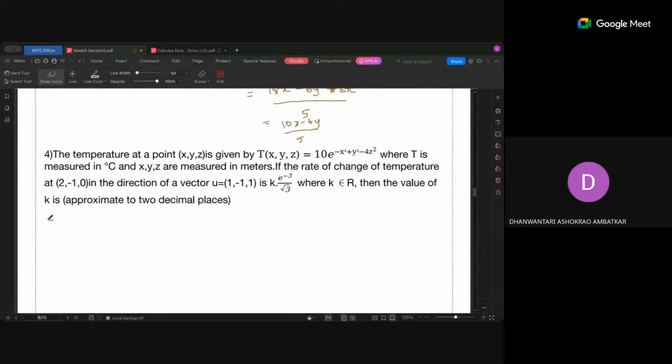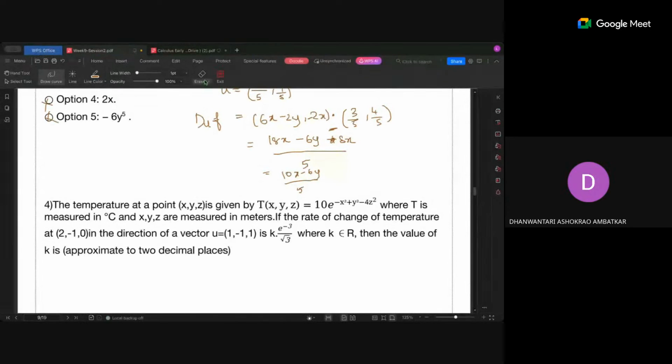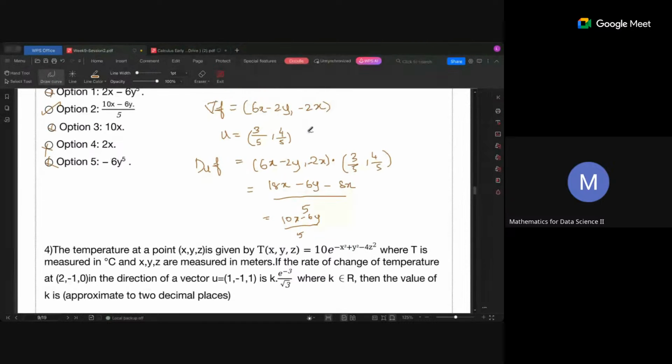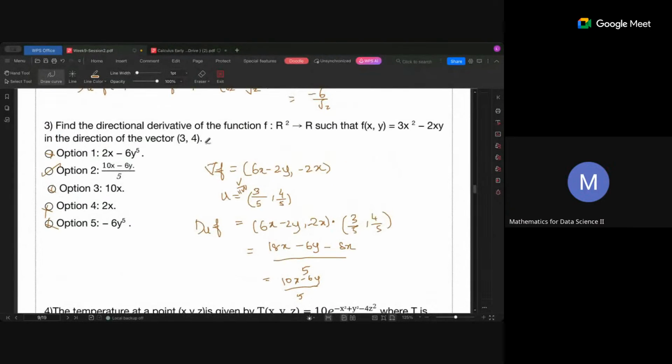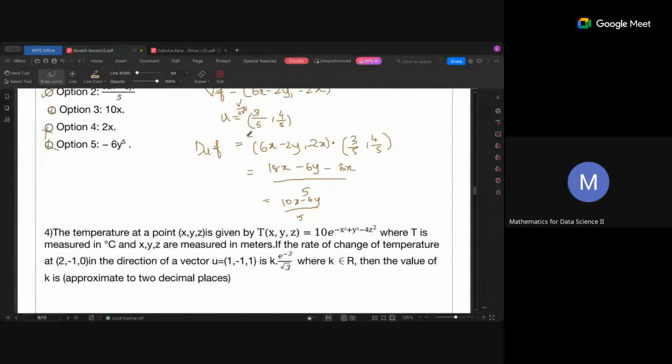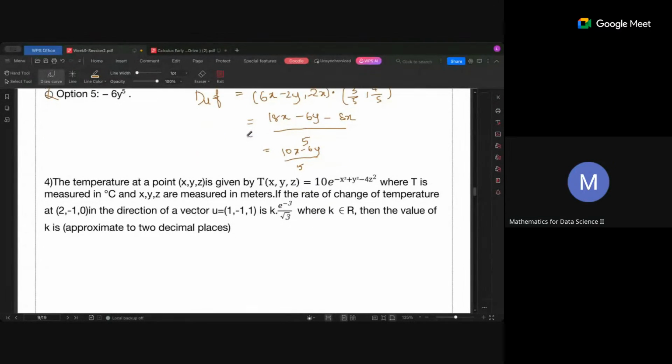Okay, any doubt? How you have calculated this u? What is u? As I told you already, u is nothing but the unit vector, so v by norm v. Here the norm of this vector is square root of 3 square plus 4 square, which is 5. So, ma'am, basically we are finding the derivative in the direction (3, 4). Yeah, exactly.